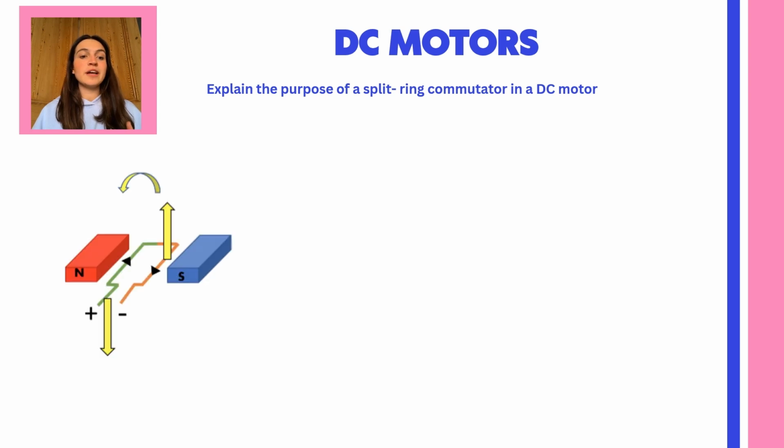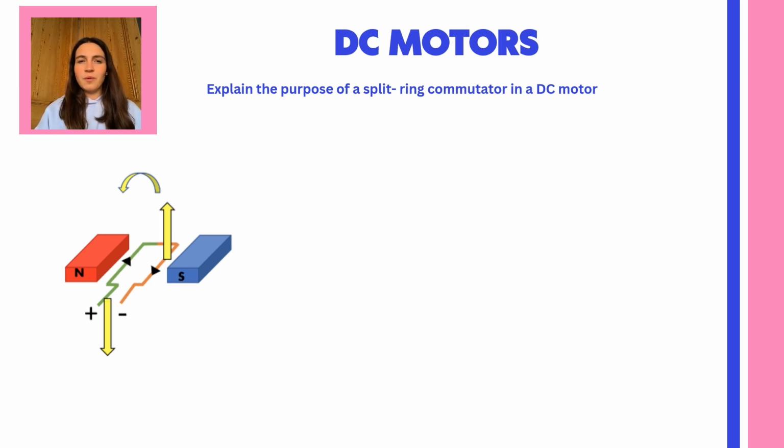Okay, so in my first picture here is our DC motor. You can see that the green side of the wire there is connected to the positive terminal and my orange side of the wire is connected to the negative terminal. And I could use Fleming's left-hand rule on both sides of the wires, and what I would find is the green side of the wire has a force down, the orange side of the wire has a force up, and therefore that motor is going to turn anti-clockwise.